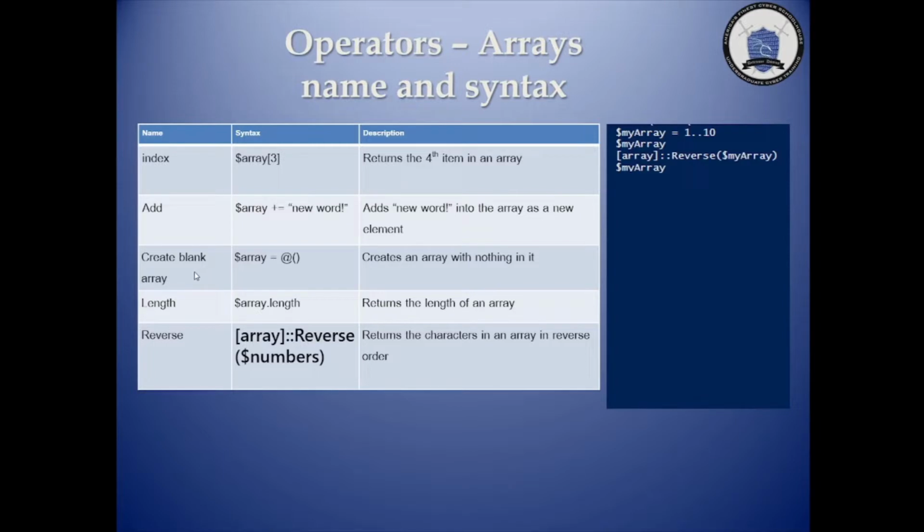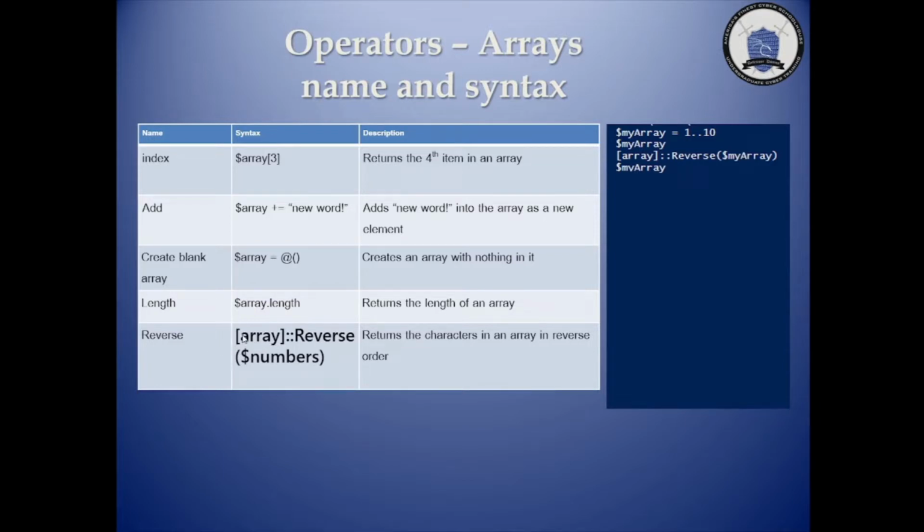We sort of covered this earlier, but in order to create a blank array, you've got $array equals @, and then the open and close parenthesis. And then we have the length operator here. If you want to see the length of an array, you would do the name of the array, so $array, and then .length.